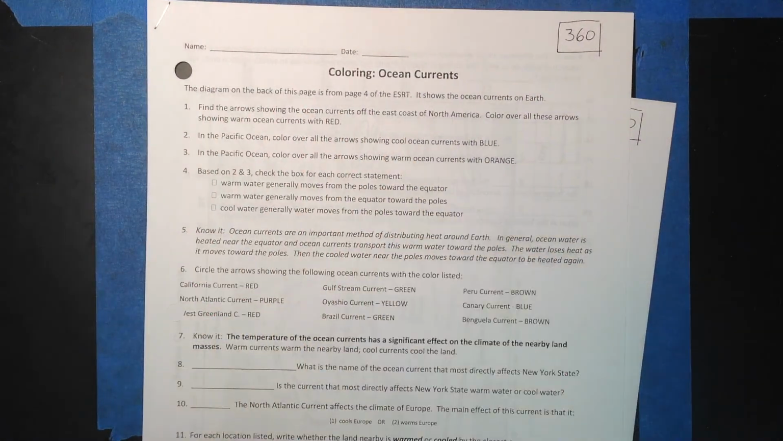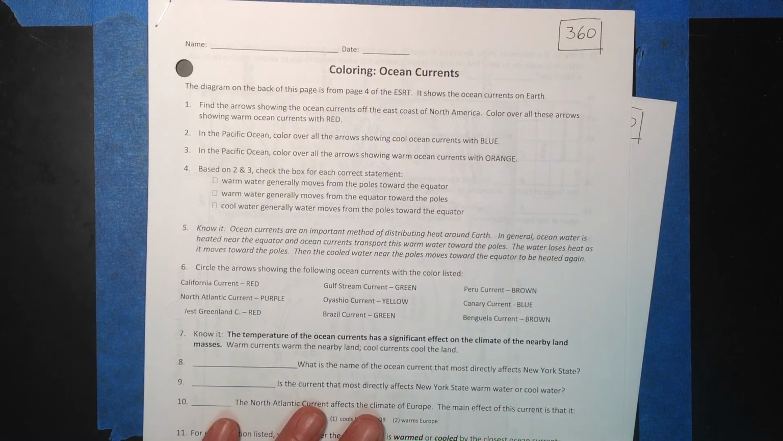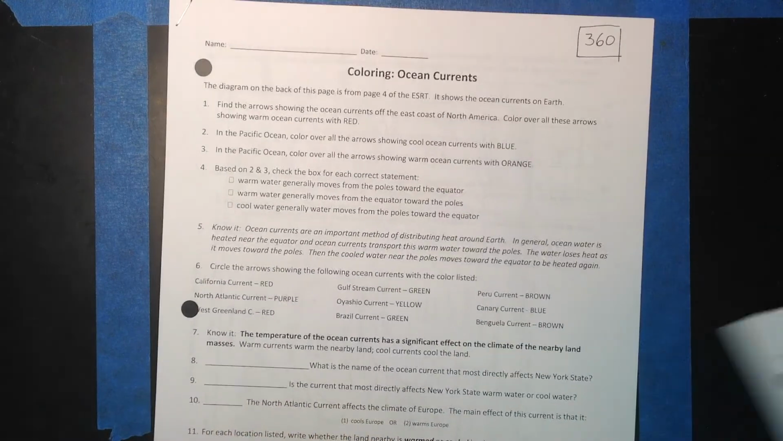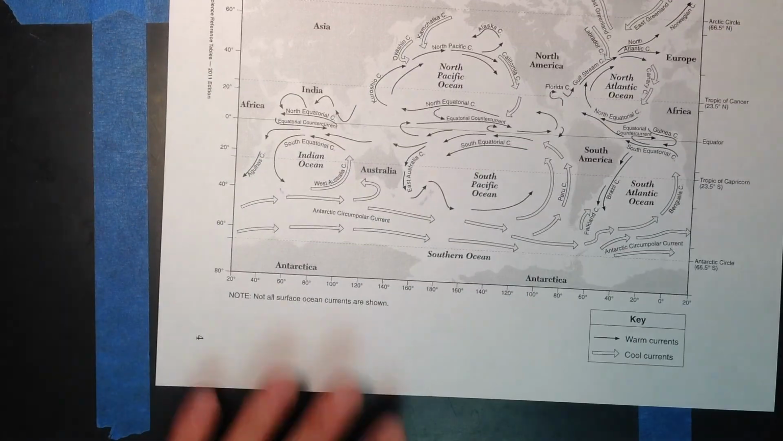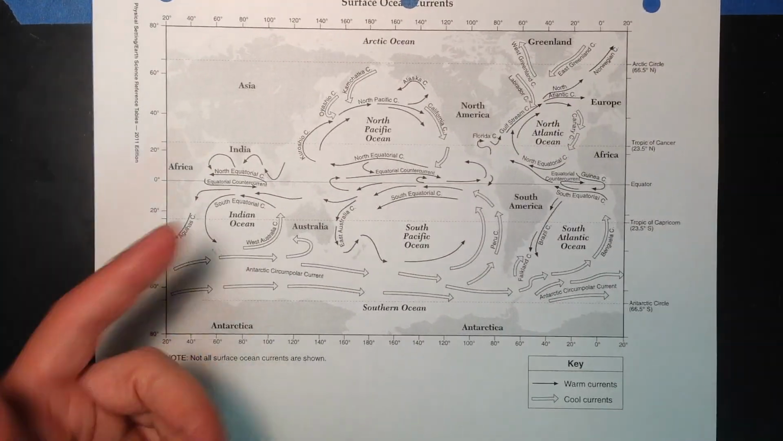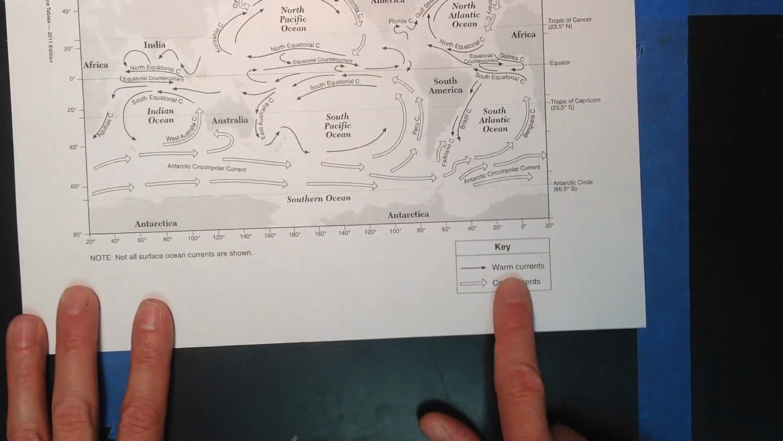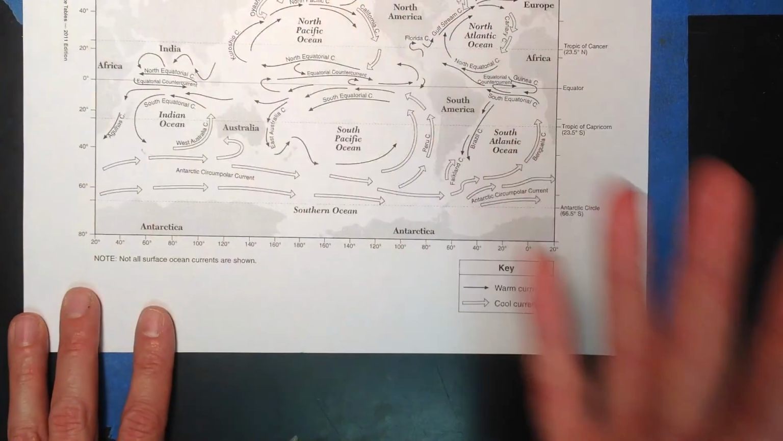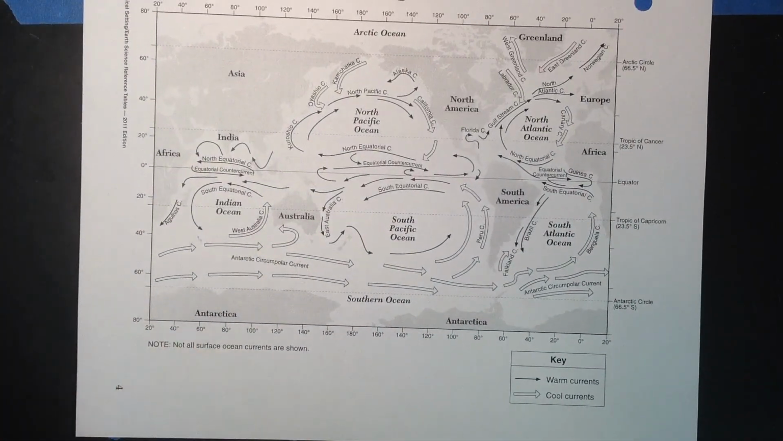Check it out. The diagram on the back of this page is from page 4 of the reference table. It shows the ocean currents on Earth. So what I recommend you do is tear it off like that. So you have the ocean currents right here. Key thing here is the key: warm currents, cool currents. Other than that, it's pretty straightforward, I think.